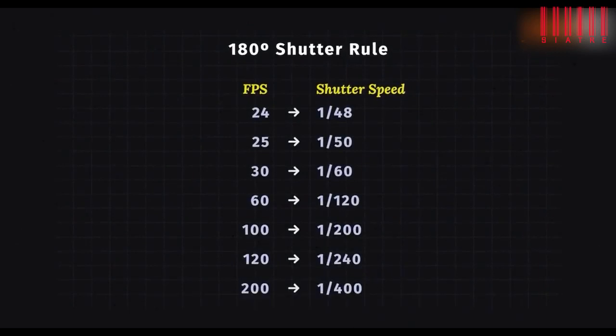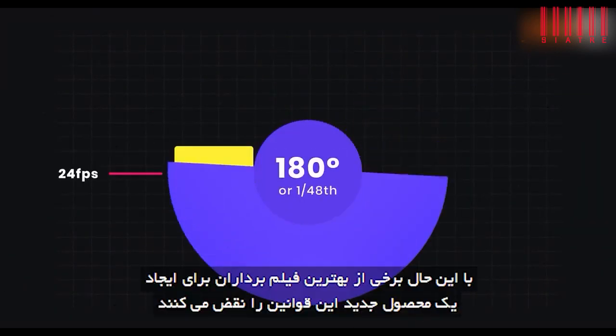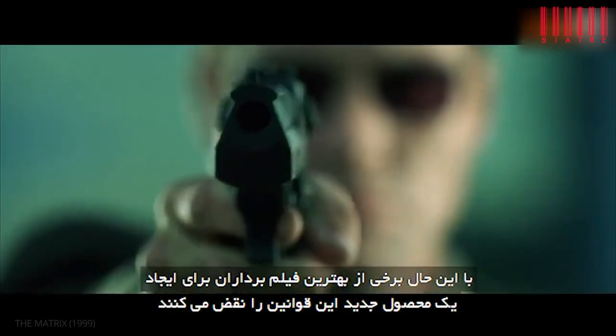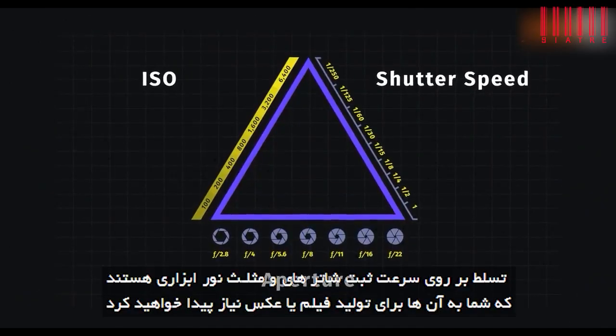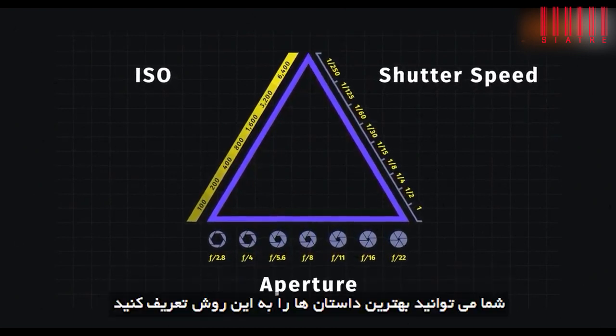As we've discussed, there are certain filmmaking rules when it comes to using shutter speed to create a cinematic look. However, some of the best cinematographers break those rules to create something new. Mastering shutter speed and the exposure triangle as a whole will give you the tools necessary to best tell your story.